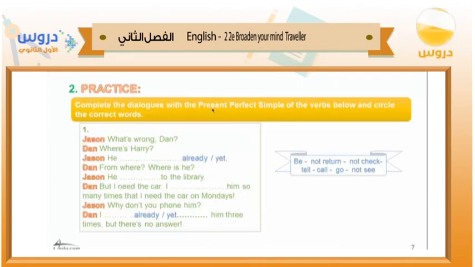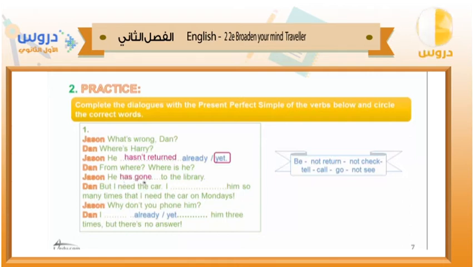Complete the dialogues with the present perfect simple of the verbs below and circle the correct words. Look at this box here. Be, not return, not check, tell, call, go, not see. Use these words. Complete the dialogue, please. Okay, let's check your answers. He hasn't returned. Already or yet? Yet. Very good.